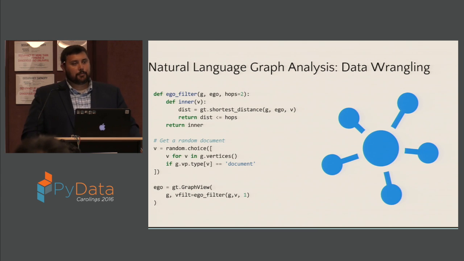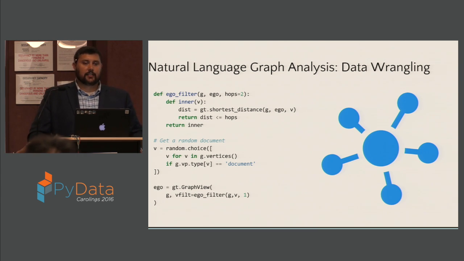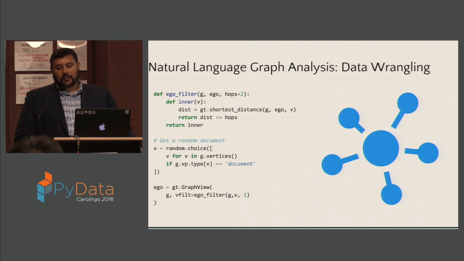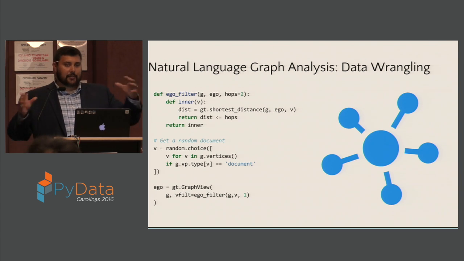And so the last piece of the data wrangling is, again, this idea of the ego filter, right? This is going to come up in both the static and the dynamic analysis. We have to somehow be able to pull out graphs for specific vertices. So again, this is another graph filtering mechanism where we create a function that returns a closure. In this case, we specify the vertex that we want to be the ego, the center of the network, and the number of hops out that we want to collect nodes for our subgraph. We then use the shortest distance between the ego and that vertex, compared to the number of hops, to determine inclusion.